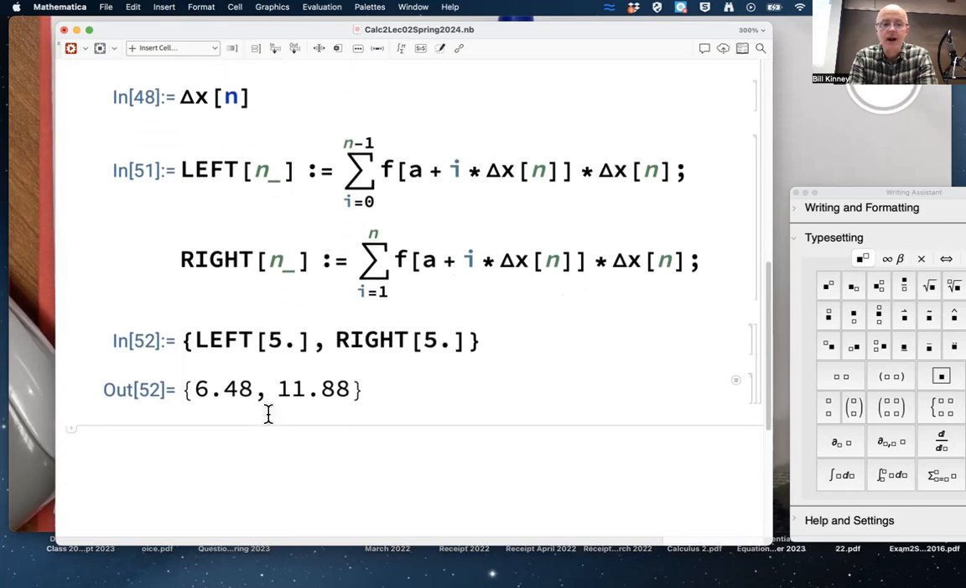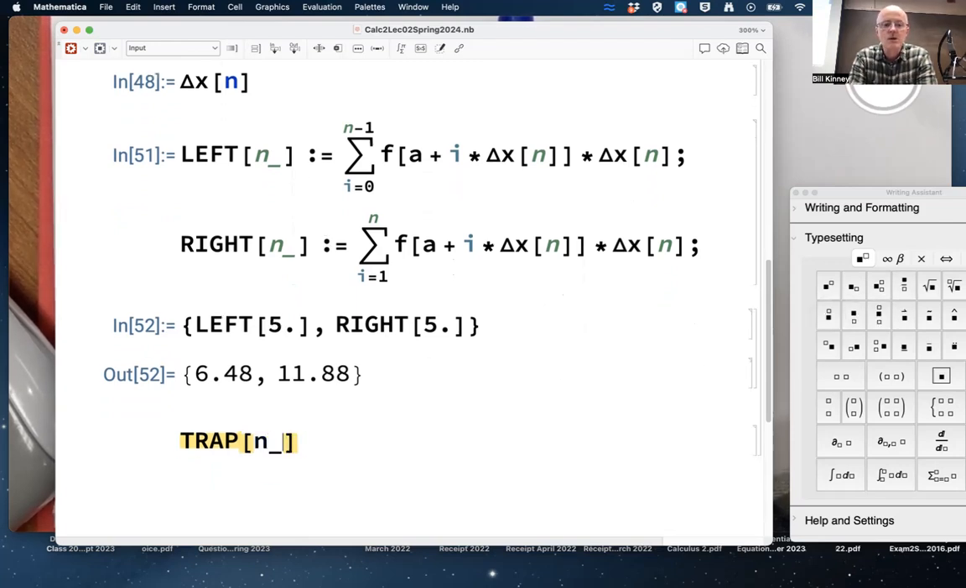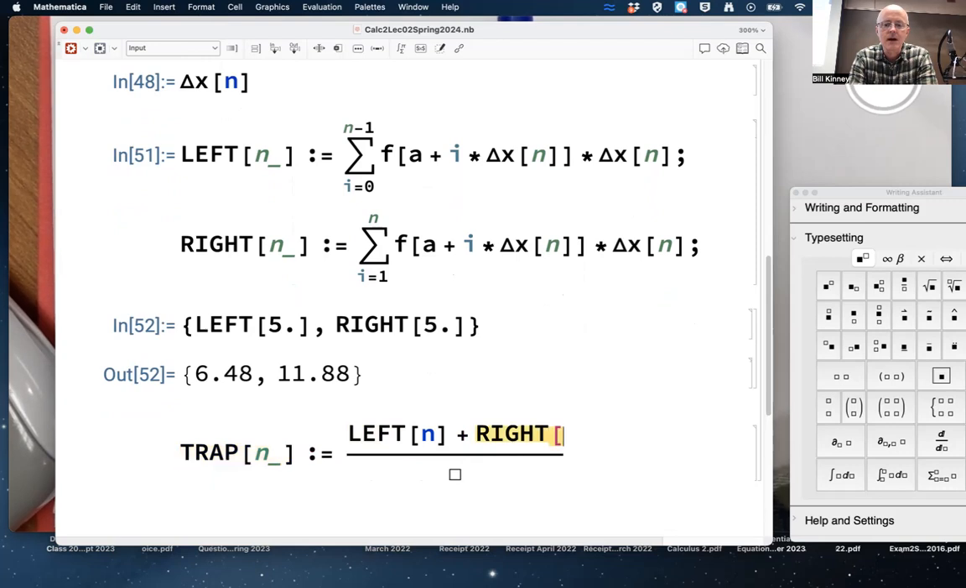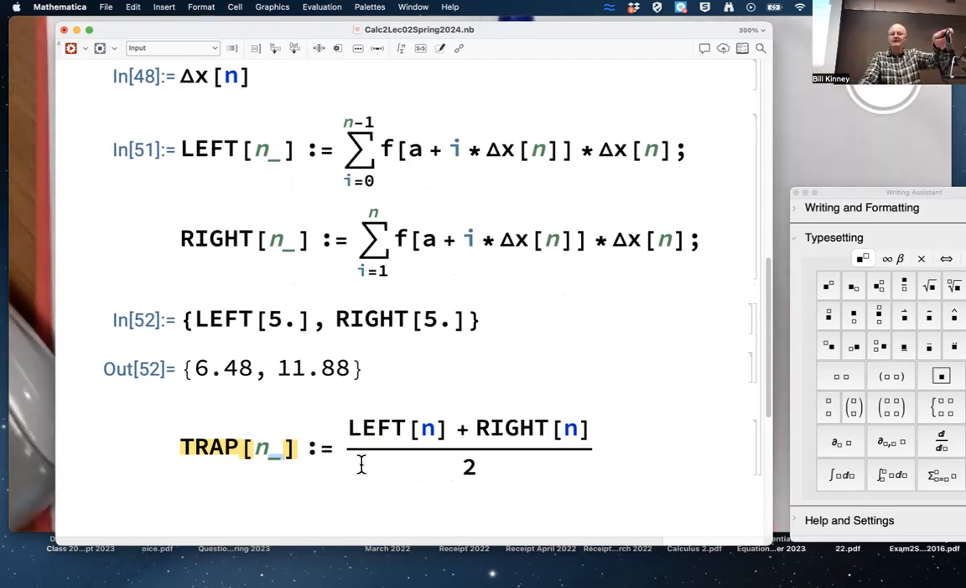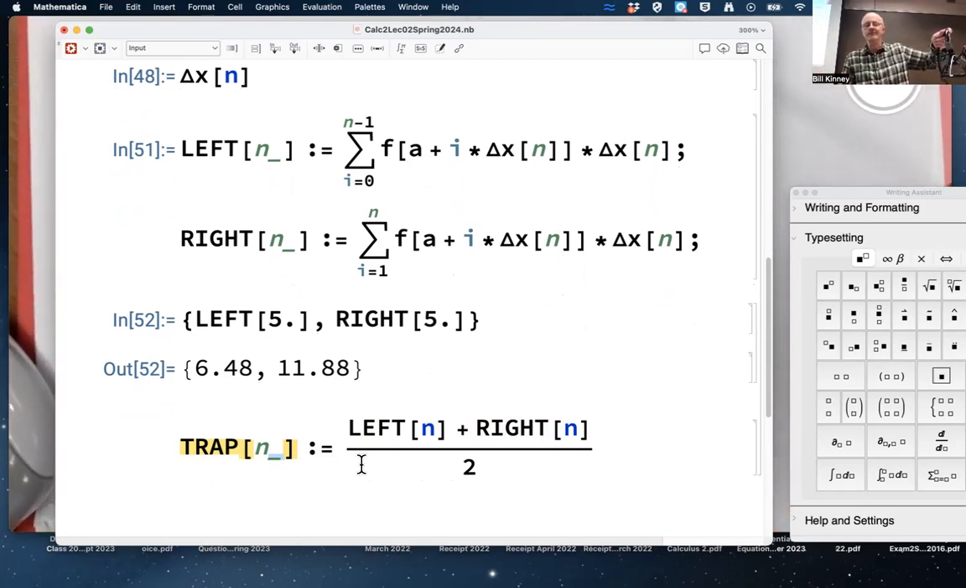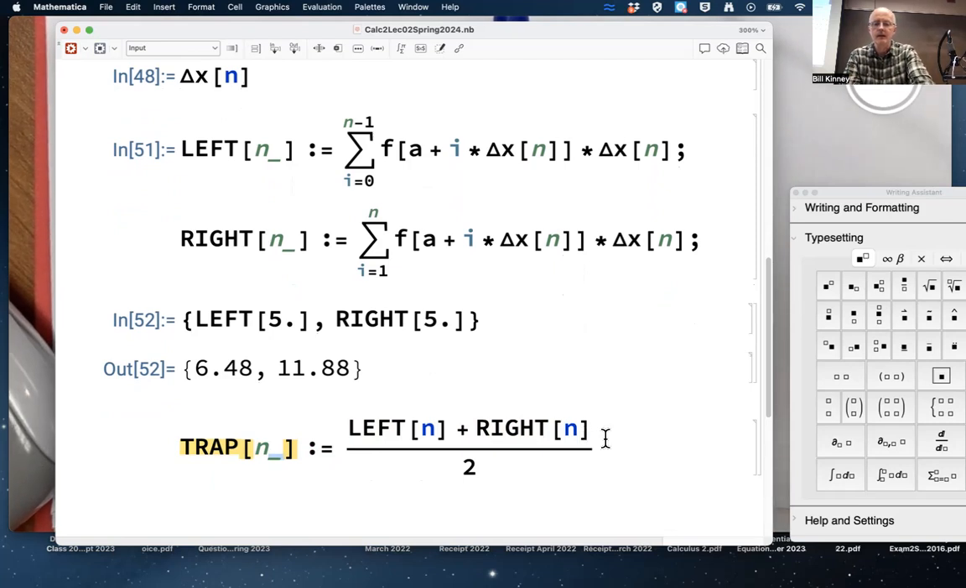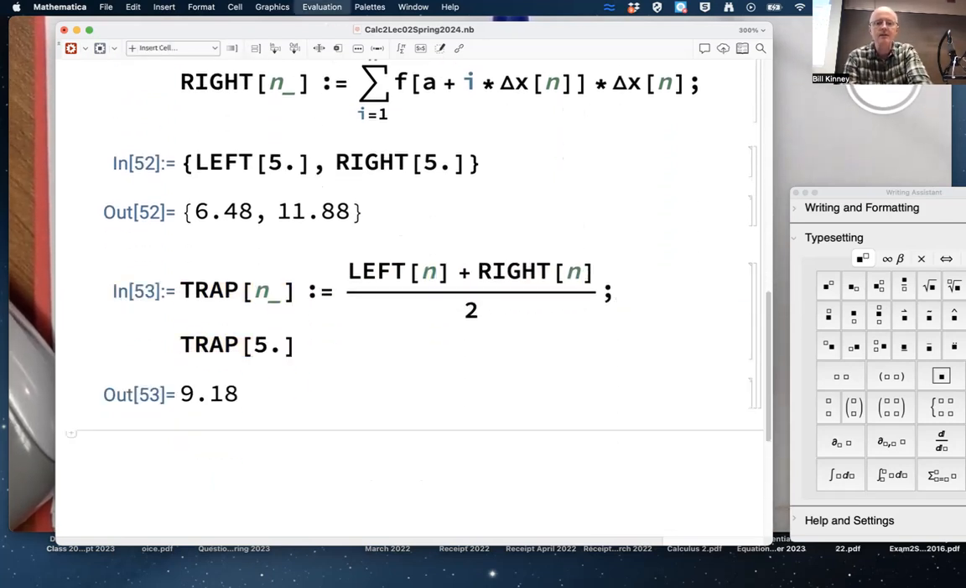For the trapezoid, I also can program the trapezoid rule for an arbitrary value of n like this. Oops. Fraction button, left of n plus right of n over 2. Notice the underscore when defining trap, but no underscore on the right because I've already defined left and right. Compute also after doing that, trap of 5, 9.18.